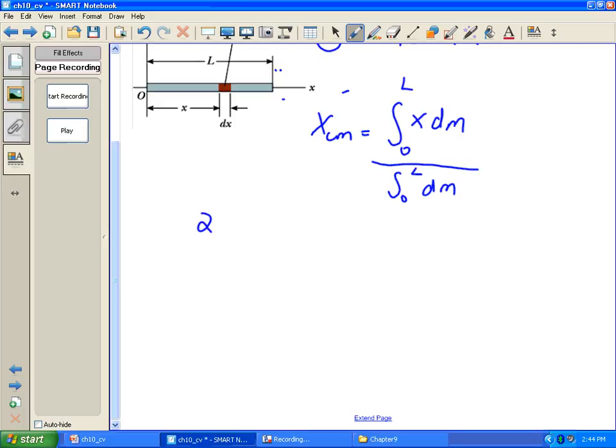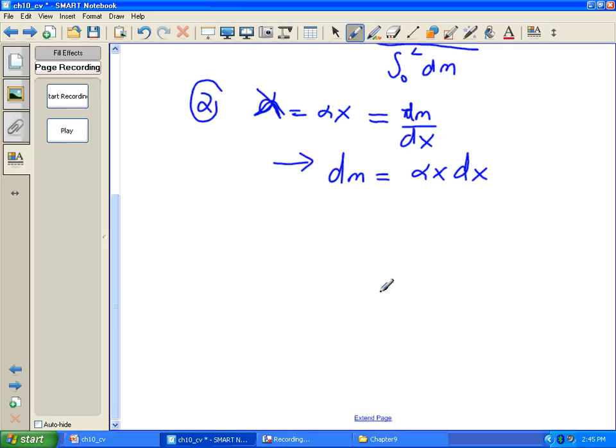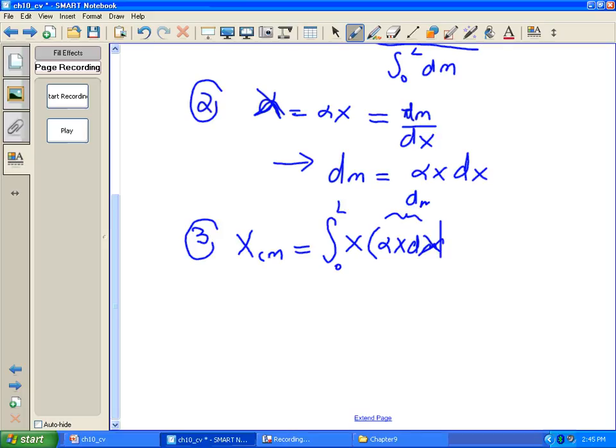Okay, step number 2. Step number 2 here is that lambda, which is equal to alpha x, is equal to dm over dx, which means that dm in this case now is equal to alpha x dx. Now the alpha can come out of the integral, but the x certainly can't. So last step, we now substitute these values in the integral, 0 to L. X times dm becomes alpha x dx. Oops, dx. This is our dm. Okay. Divided by the integral, 0 to L, of dm, which is alpha x dx.